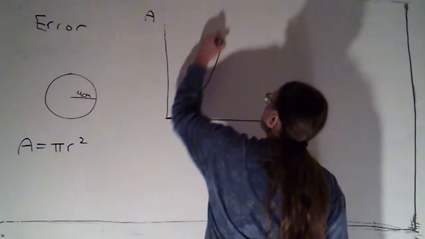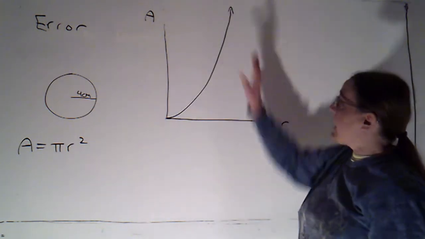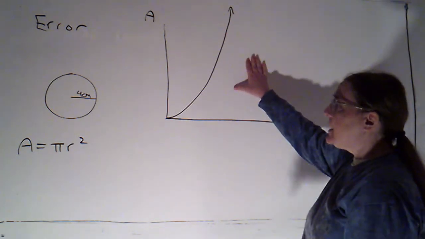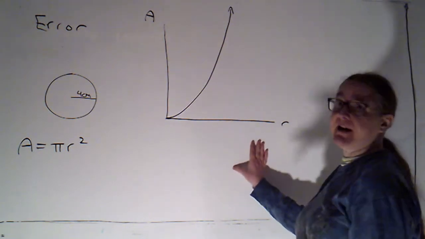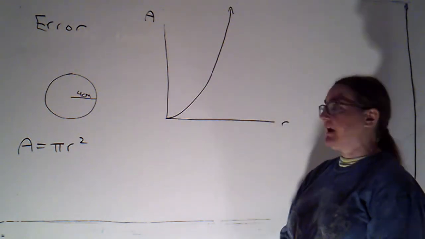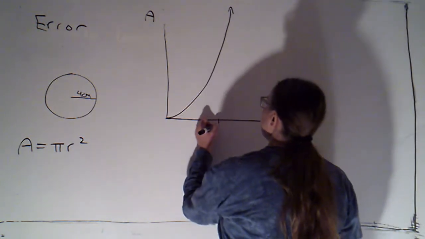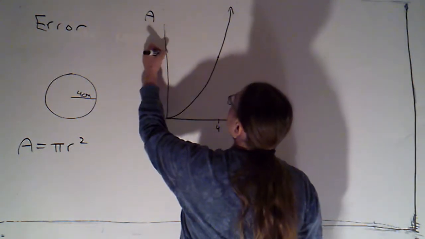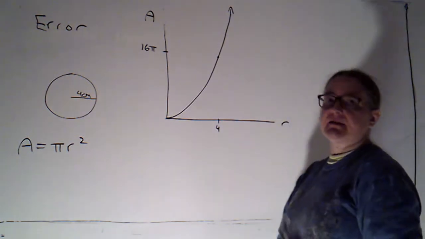The graph of this would look like just the right half of a parabola. I've only drawn the right half because even Harold and Maude aren't capable of measuring a negative radius or getting a negative area. Now, if their target is to measure the radius to be 4 centimeters, that means they're hoping that the area will be 16 pi square centimeters.